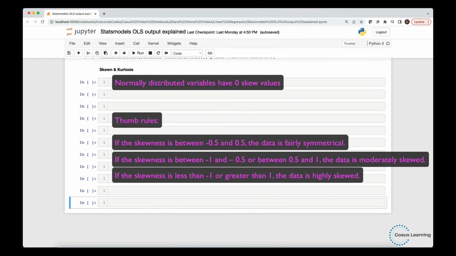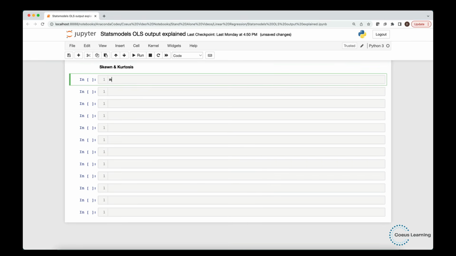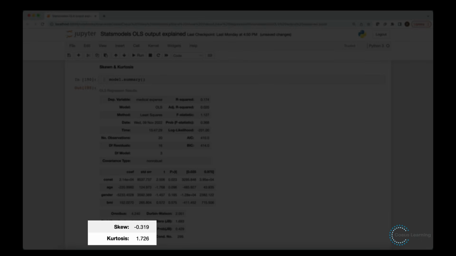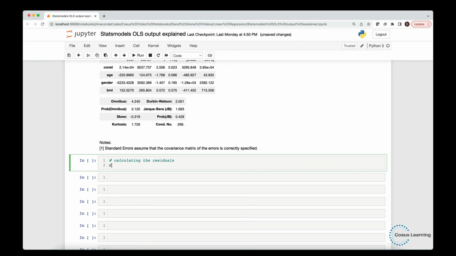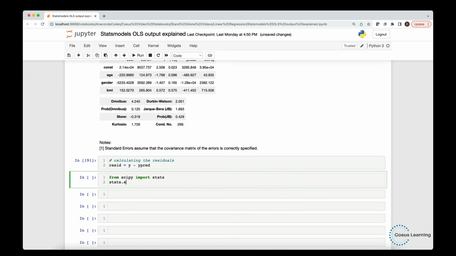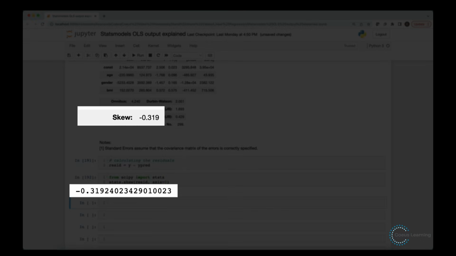Now, let us see how to compute the skew value. We can either use a directly available function or compute it manually. We will do both in this demonstration. Let us generate the model summary output once again and see the skew and kurtosis value. We compute the residuals. We import the stats module and call the skew function. We pass the residuals to the skew function to get the skew value. Note the skew value returned by the skew function and the OLS output.